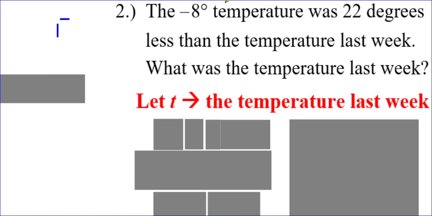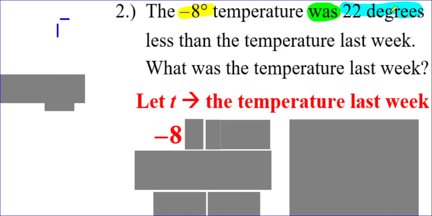All right, so the problem said the -8-degree temperature. Well, let's go ahead and write down -8. It says was 22 degrees less than the temperature last week. Okay, I'm getting a little ahead of myself here. The word was might mean the equal sign. If you're not sure, then maybe we can skip that for now. And let's maybe move on to the next part.